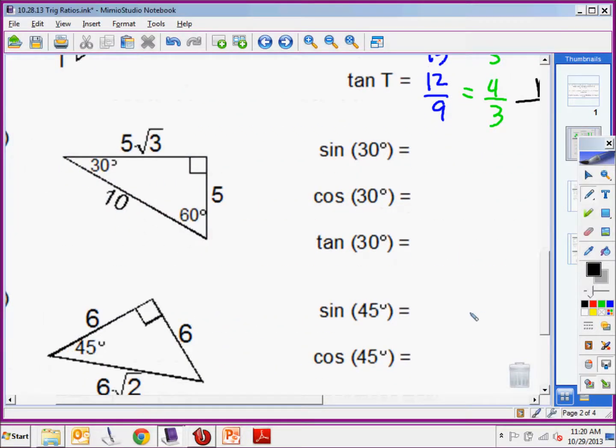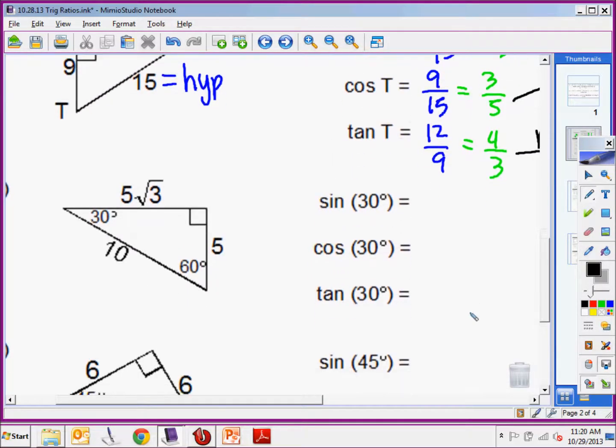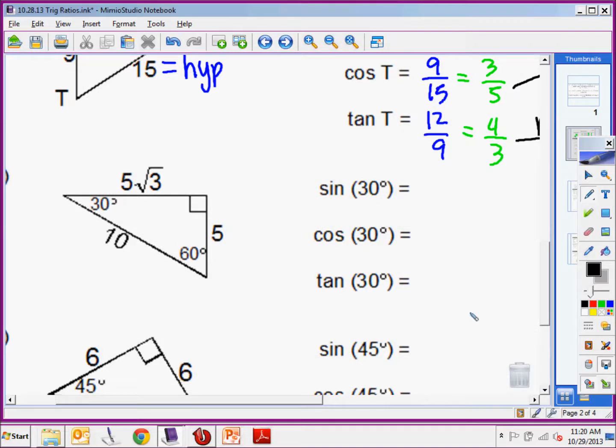What is the difference between this problem and this problem? They gave us an angle, right? What that angle is telling us is where we start. So what angle are we looking at? 30. So we're going to go to 30, and we're still going to do the same rules. The opposite of 30 is 5.